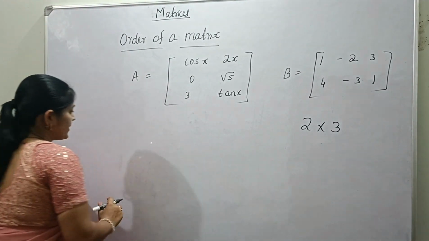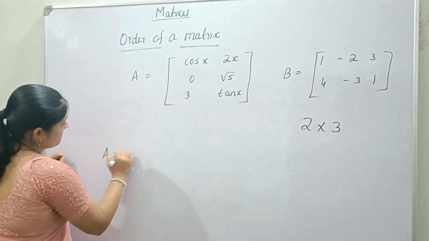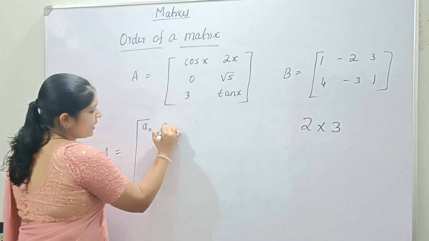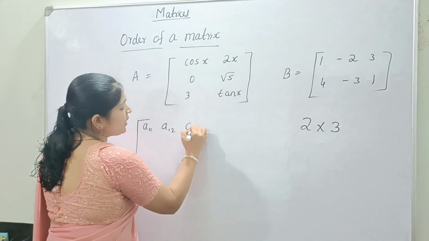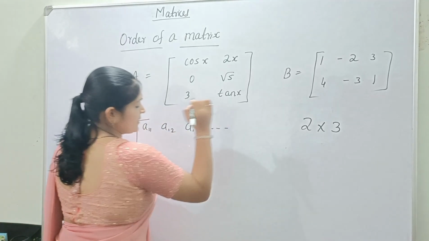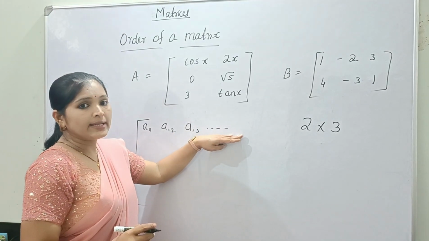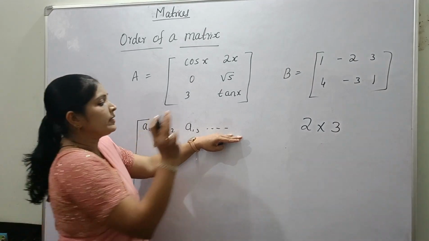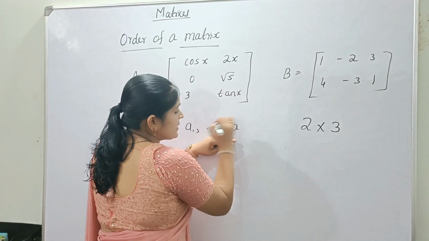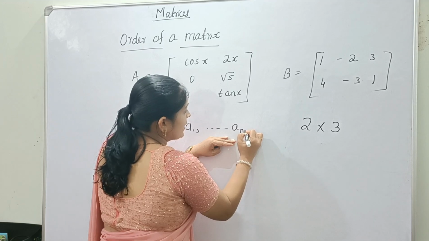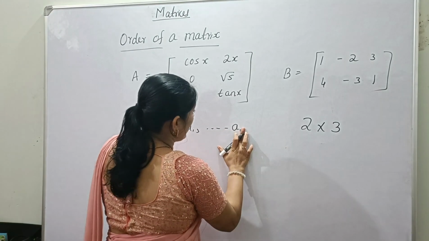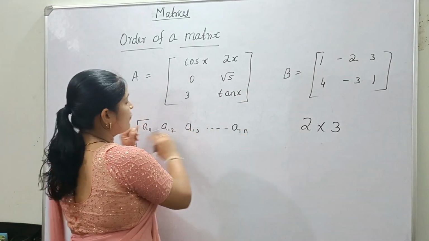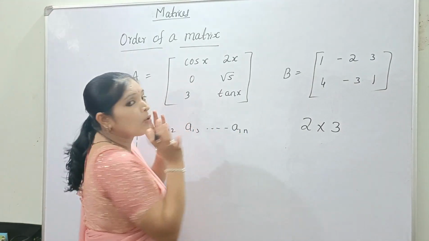M by n matrix is here A11, A12, A13, etc. See here, we know that there are how many columns? N columns. Therefore, the last element will be A1n. It is the first row, right? So in the first row, the first index will be 1.